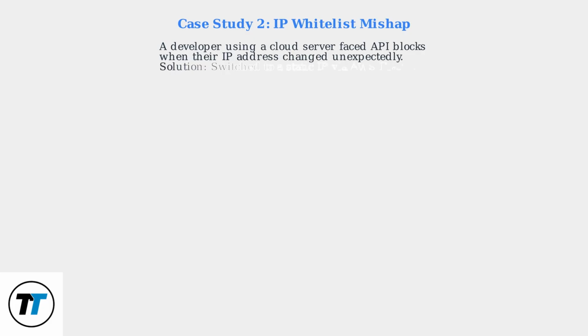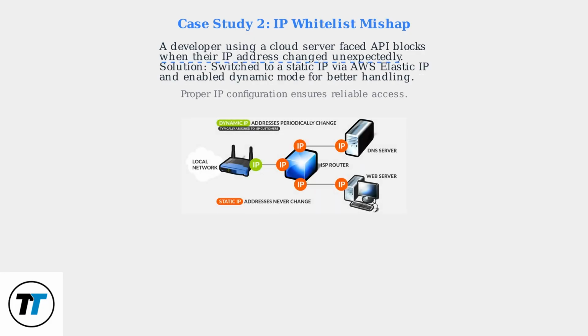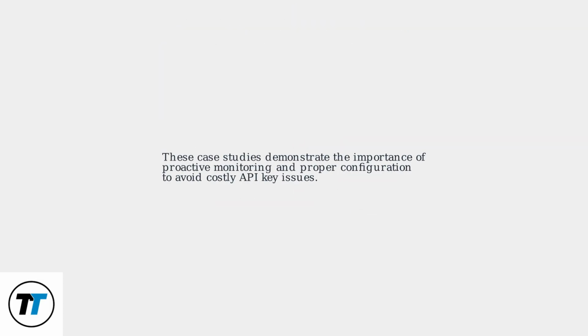Another common issue occurred when a developer running applications on a cloud server encountered API blocks after their IP address changed. The fix involved switching to a static IP address through AWS Elastic IP and enabling Coinbase's dynamic IP mode, which resolved the problem quickly. This case study emphasizes the need for proper IP configuration in cloud environments. These real-world case studies clearly demonstrate why proactive monitoring and proper configuration are essential to preventing costly API key issues and maintaining secure, reliable access to Coinbase services.